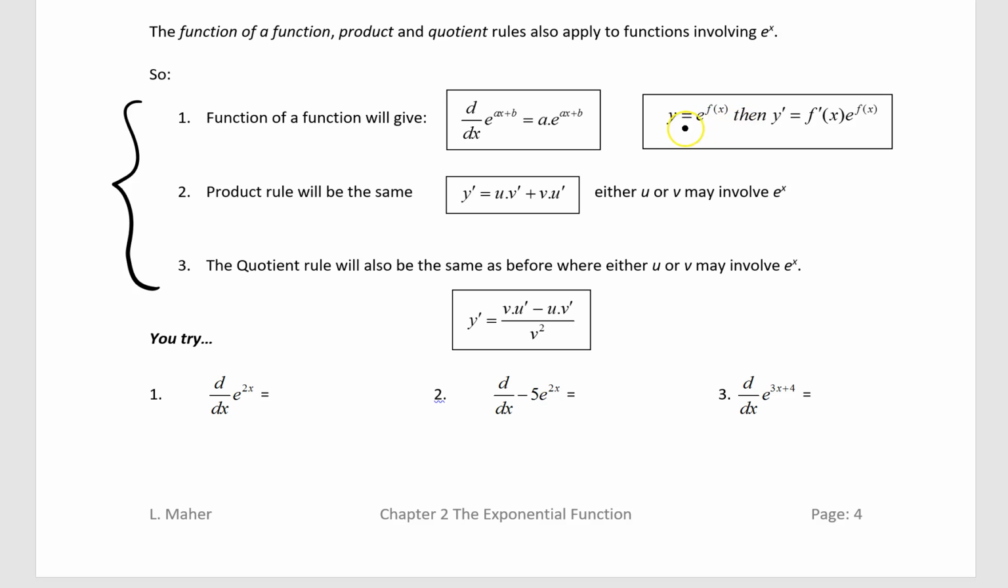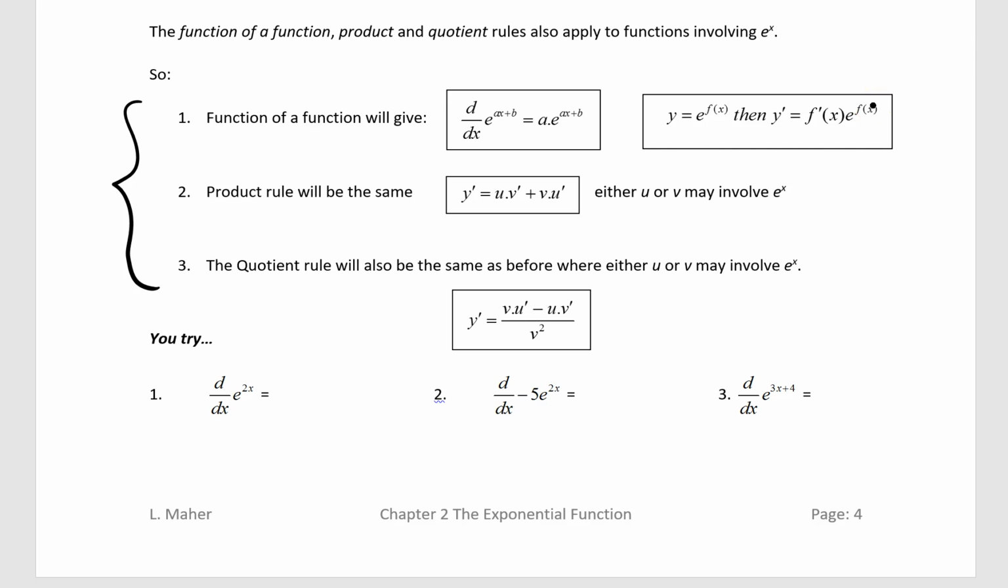So if you've got y equal to some function in x, a little complication up there, then it is e to that function in x, multiplied by the derivative of that function with respect to x. Now that is usually using method 1, bring the index to the front and subtract 1 from the index.